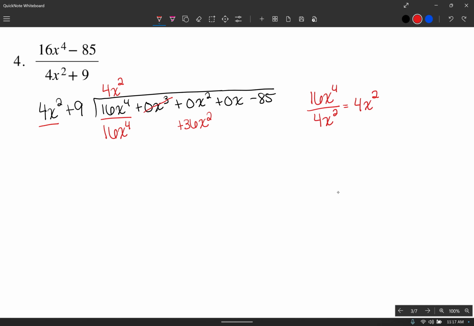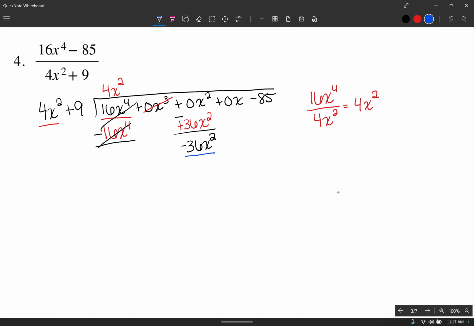Now I subtract. So 16 becomes negative and 36 also becomes negative. This one cancels. 0 minus 36 is negative 36x squared. And I don't think I'm going to need the 0x. I think I'm going to need the negative 85. But I do know I have another term that I can pull down. So I know I have 2 that I can go ahead and divide with. So I'm going to not pull one down yet and just see what happens when I do my division, and I'll pull down the one that I need.